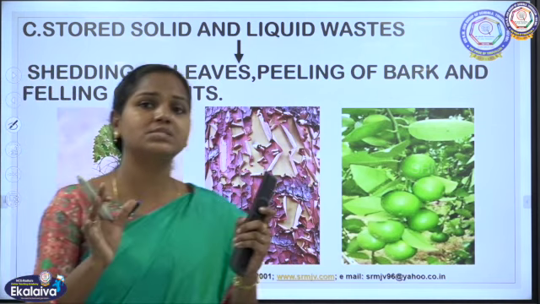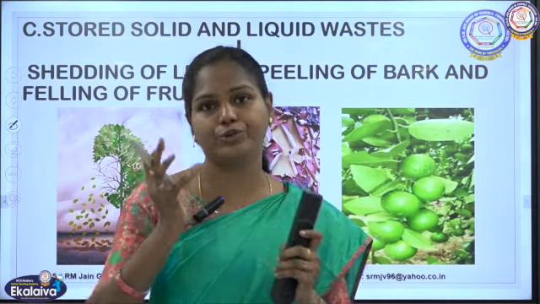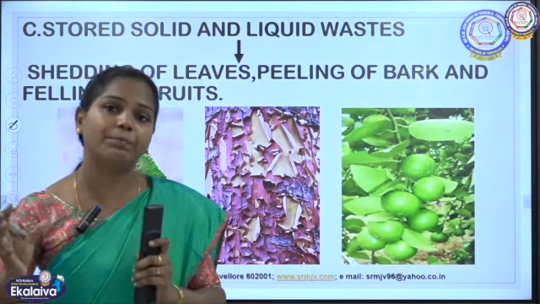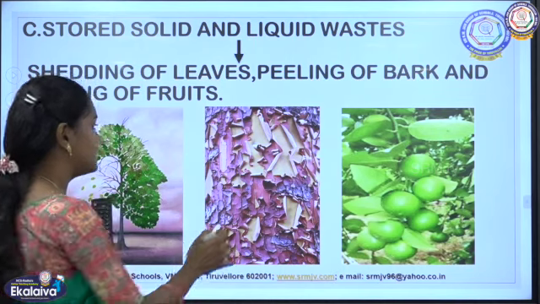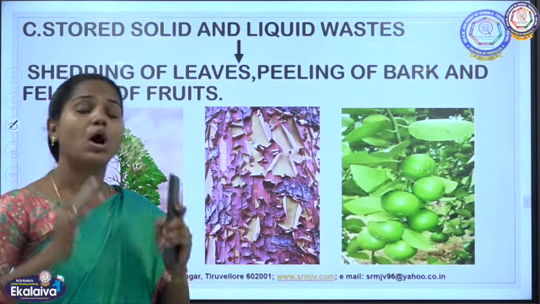Those wastes will be stored in any part of the plant like the fruit, or else it will be stored in the leaves, or sometimes, if it is a big tree, it will be stored in the bark. So how are they liberated?